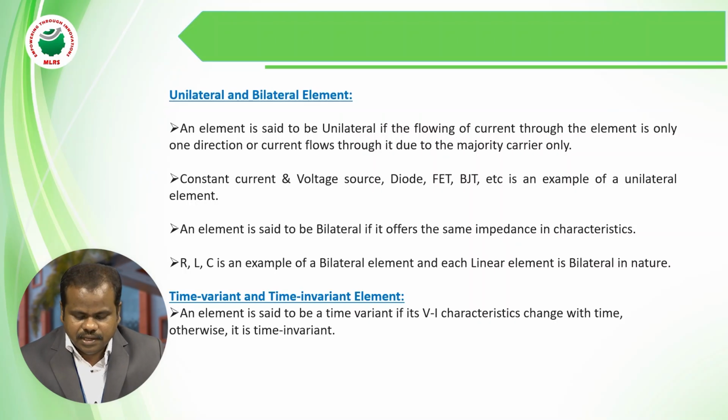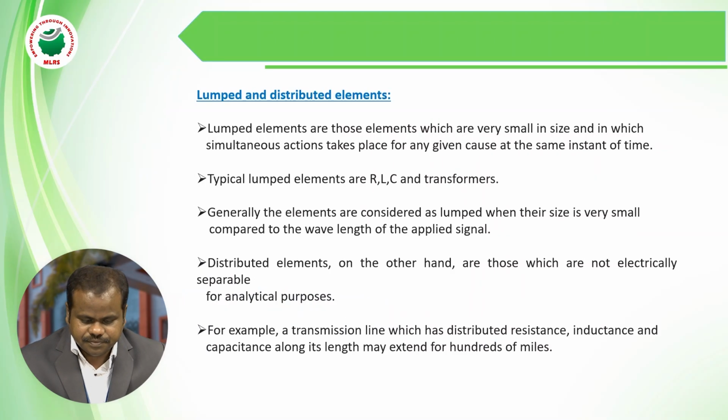So coming to bilateral, if an element has the ability to pass the current in either direction, then it is called a bilateral element. The examples for bilateral elements are resistance, inductance, and capacitance. Next classification is time variant and time invariant elements. So an element is said to be time variant if its VI characteristics change with time. Otherwise, it is known as time invariant.